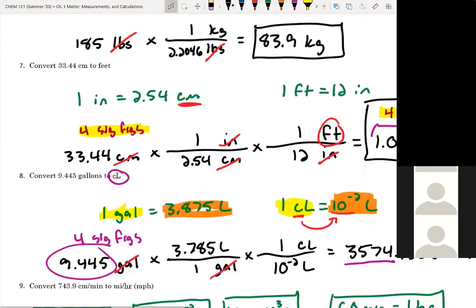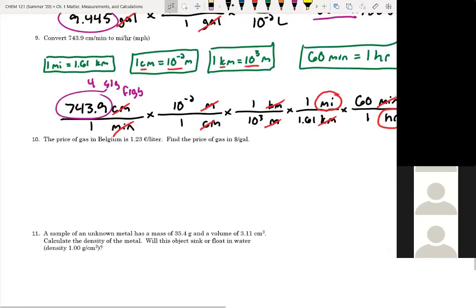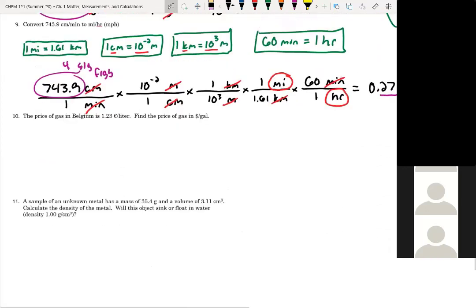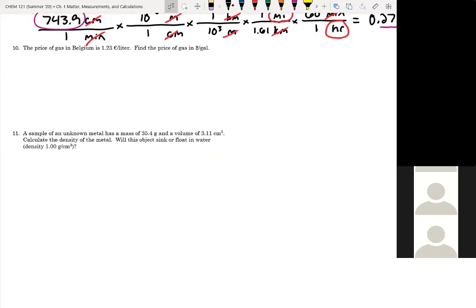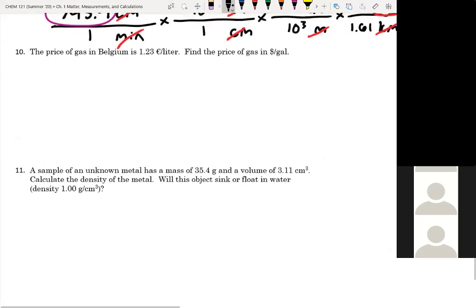I know it's stressful taking exams, so the biggest thing I recommend is use scratch paper. Even though it's on a computer, have scratch paper out and write everything out like you would on a normal face-to-face exam. All right, so the price of gas in Belgium is 1.23 euros per liter.